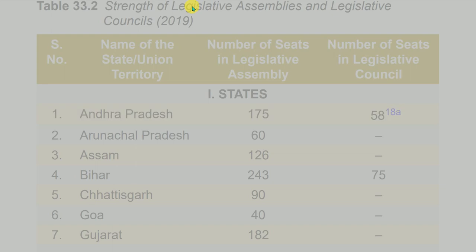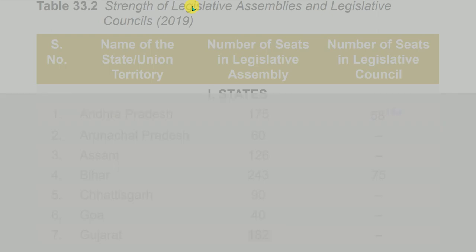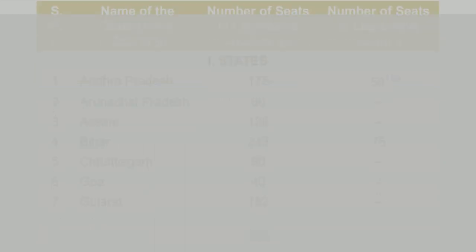4. Bihar 243, 75; 5. Chhattisgarh 90; 6. Goa 40; 7. Gujarat 182; 8. Haryana 90; 9. Himachal Pradesh 68; 10. Jharkhand 81; 11. Karnataka 224, 75; 12. Kerala 140.